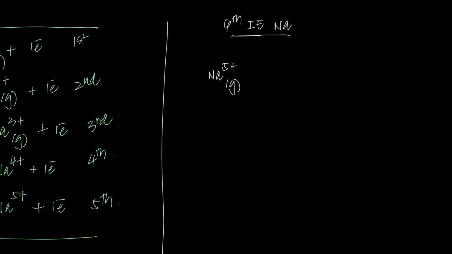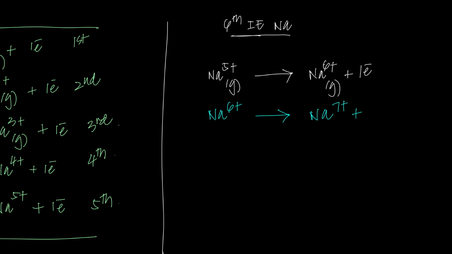So if I were to remove the sixth one, what am I going to do? I'll take the sodium ion with 5 plus charge, and I'll remove the sixth electron right here, and now it'll have the 6 plus charge. You know what students do? And this is the most common mistake. Students say the sixth ionization energy of sodium is this. Is this right or is this wrong? Which of these is right? Is A the sixth ionization energy, or is B the sixth ionization energy?